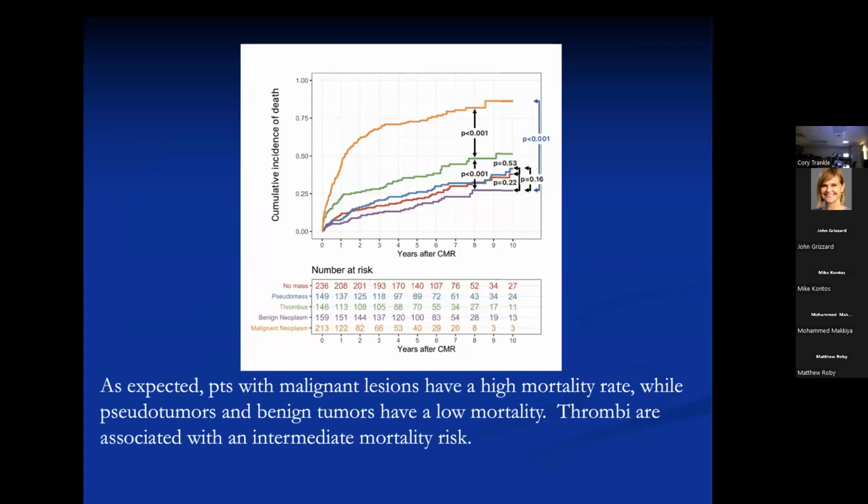What we noticed was that malignant tumors, as you'd expect, had a high mortality rate. This is the overall incidence of death, as you see up there at the top. Malignancy in the orange line, whether primary or metastatic, had bad outcomes, not surprising. Benign tumors and pseudomasses had pretty good outcomes. The interesting thing is that the green line is thrombi, which had a sort of intermediate prognosis, and that's because they probably are associated with ischemic heart disease and so forth.